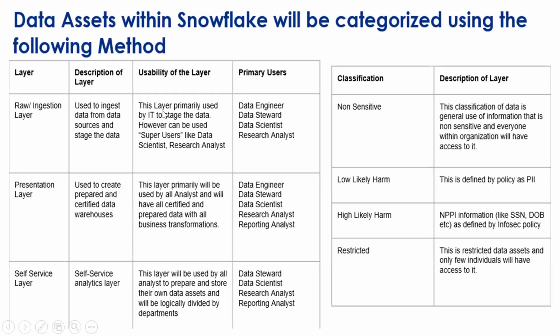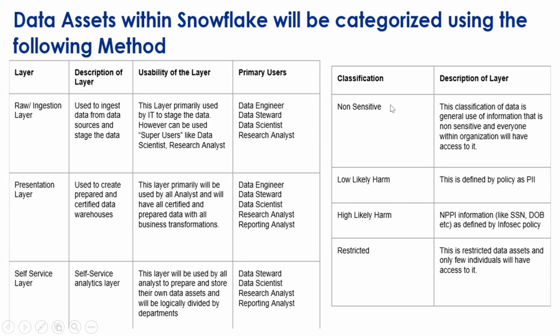And if you see here, even every layer is not accessible to everyone. See the primary roles who will access this raw layer, only these roles: data engineer, data steward, data scientist, research analyst. Only these four roles have access to the raw layer. But coming to the presentation layer, we have a reporting analyst, because some people who want to generate reports need access to the presentation layer. But coming to the service layer, data engineer does not require that. Only these people will require data for their analysis. So we are giving only these four roles to the self-service layer.